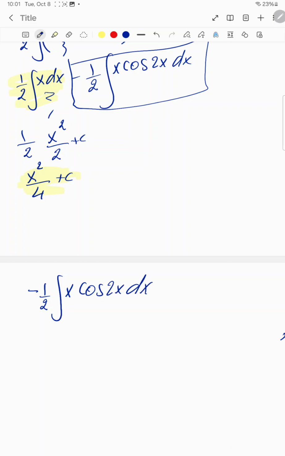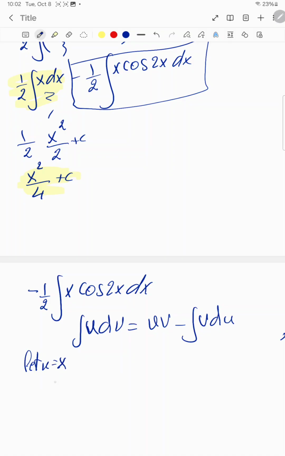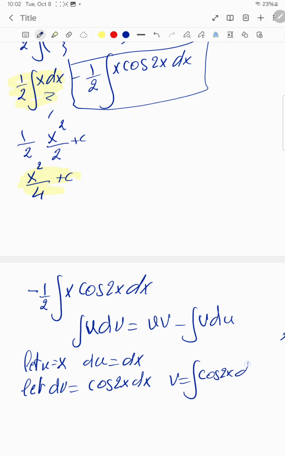And here again, I'm going to be using integration by parts. The formula for integration by parts is the integral of u dv is equal to uv minus integral of v du. Okay? So let's take u and let's take dv. In that case, I will let u equal x, so my du is equal to dx, and let dv be equal to cosine 2x dx. So my v is equal to the integral of cosine 2x dx.